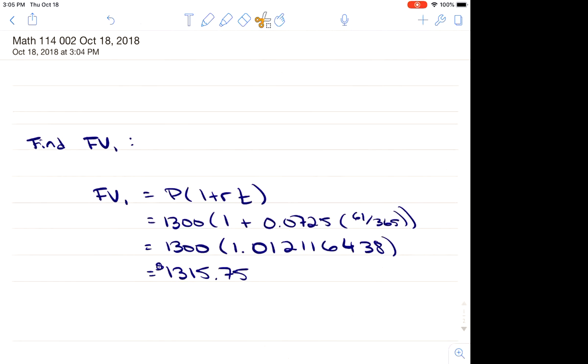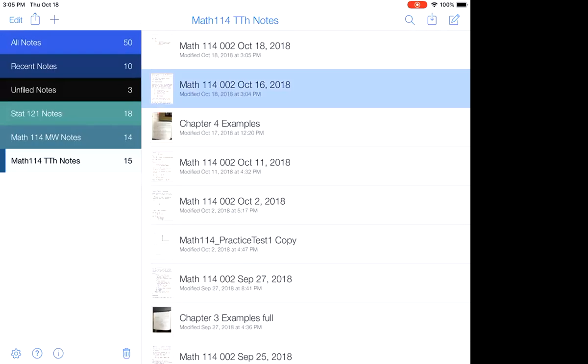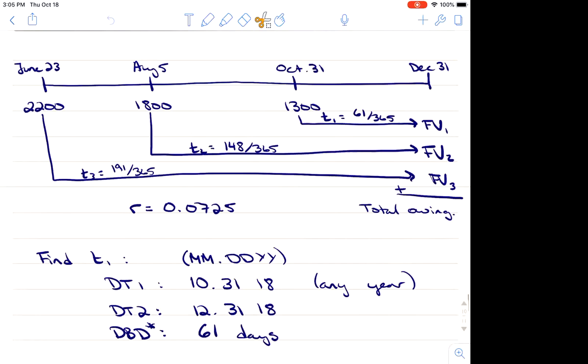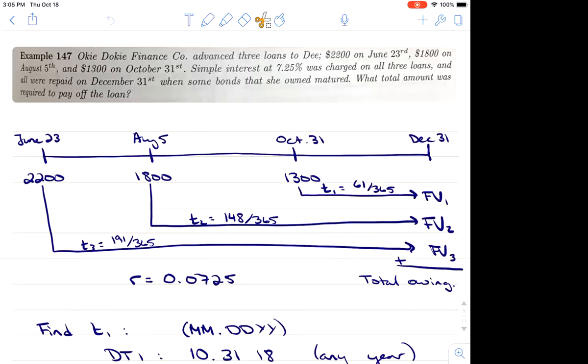So just going back, because I couldn't copy all of it, right? D has gotten some loans, right? 2,200, 1,800, and 1,300 on these different dates, and then she has to pay them all back on December 31st, right? So we went through drawing our timeline, that's important, and then we calculated how many days between each of these dates using our calculator, right?